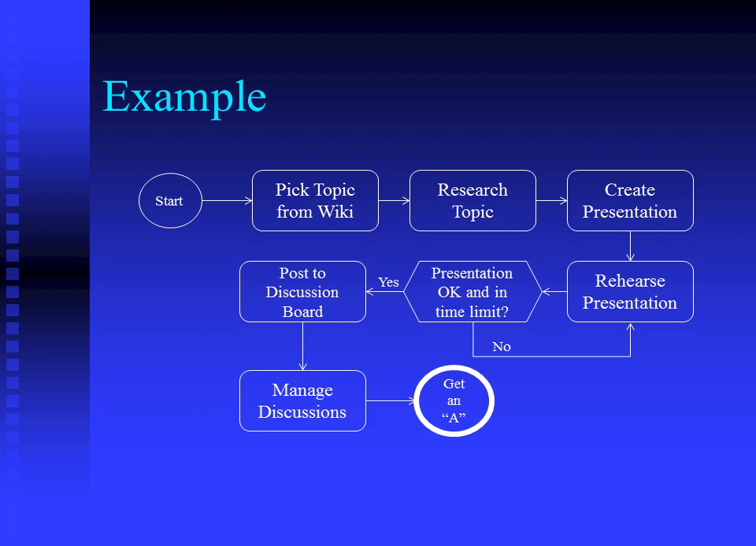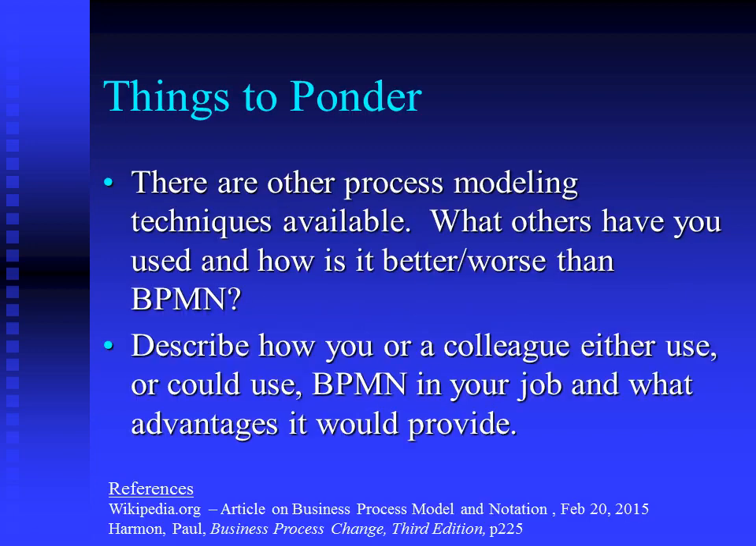If I didn't meet my quality and time parameters, the model loops back until I do, and next I post to the discussion board and manage the discussion. And of course our process model shows the end of the process when I get a well-deserved A.